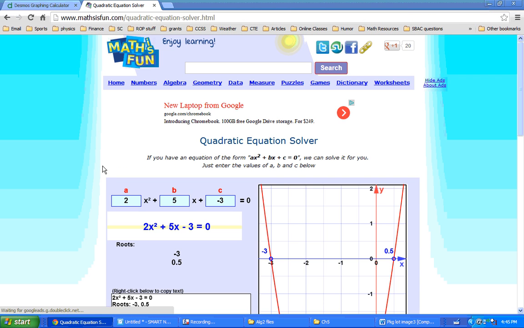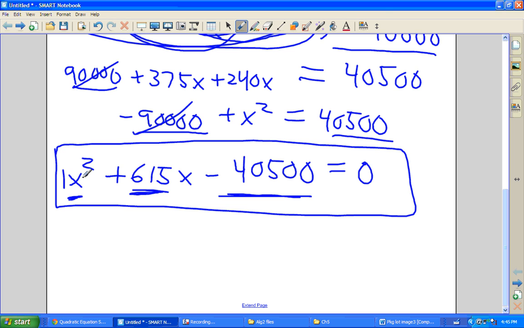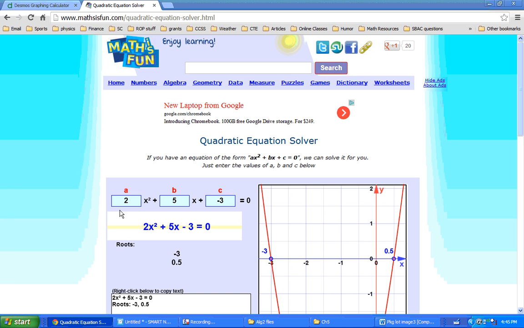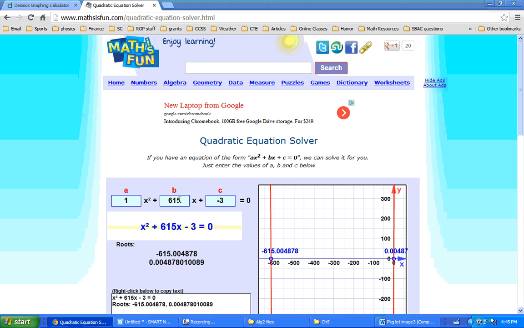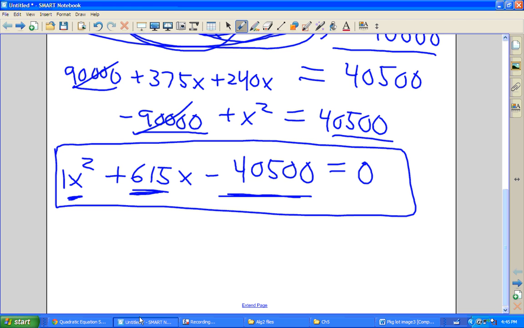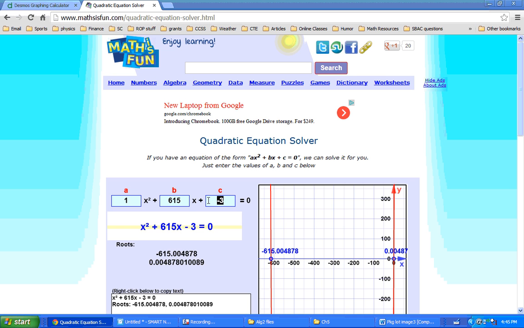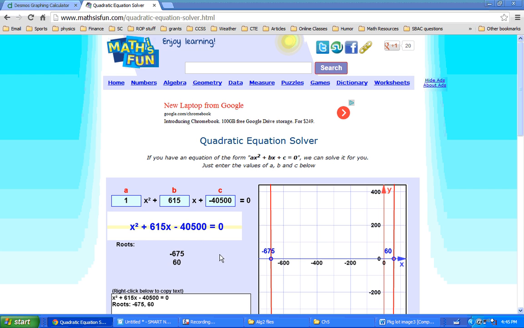Mathisfun.com gives me a quadratic problem solver here. And if you remember my problem, let's go back. 1x squared plus 615x. So I'm just going to put in a 1x squared plus 615x. What was the number again? 40,500. It was minus, so minus 40,500. And look at that. It kicks out two solutions. Minus 675 and 60. Notice it calls them roots, but that's what we learned. Those are the zeros of the function, or the zeros of the parabola.